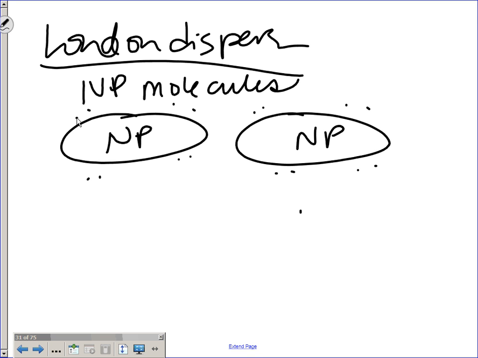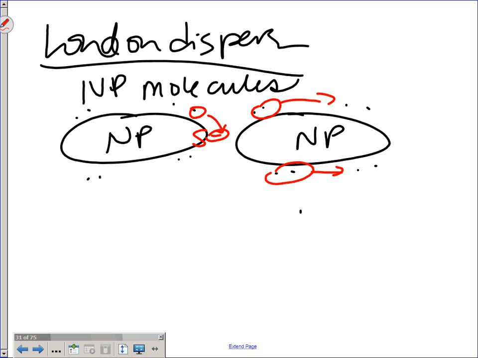For a nanosecond, for a split second, one of these electrons is like, ooh, let me get over here a little bit more. And so that side of the molecule becomes partially negative for just a hot second. Well, that causes this other molecule to go, whoa, electrons nearby. Let's scooch ours this way for just a hot second.